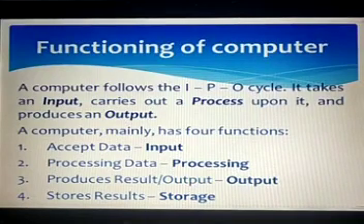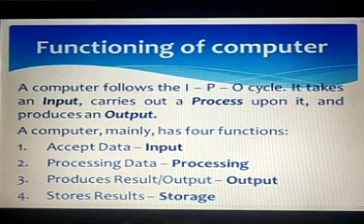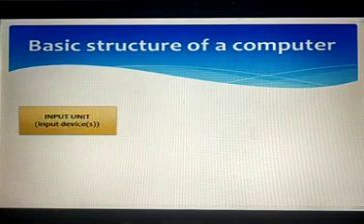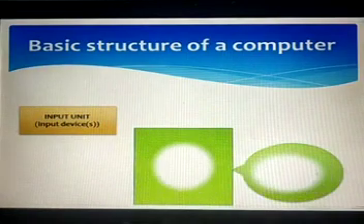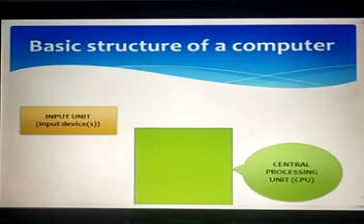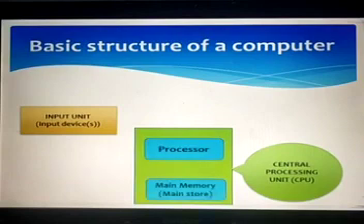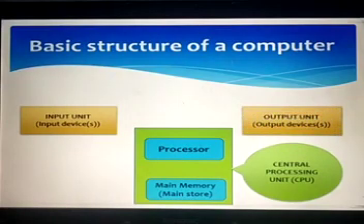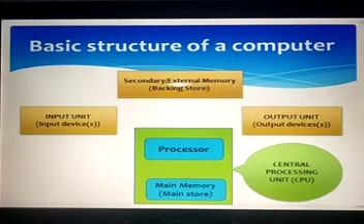The basic structure of a computer comprises units to perform these functions. The basic structure of a computer is: input unit, CPU. In the CPU, there is the processor and the main memory, which is known as register. Then the output unit, and secondary or external memory.